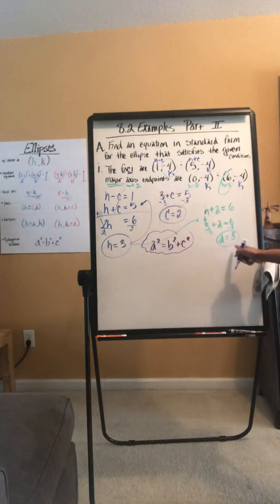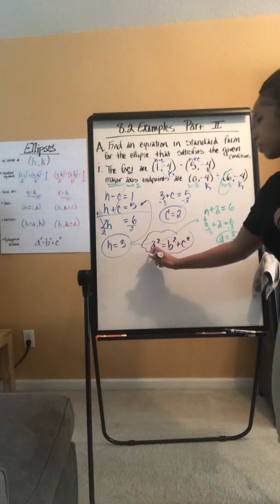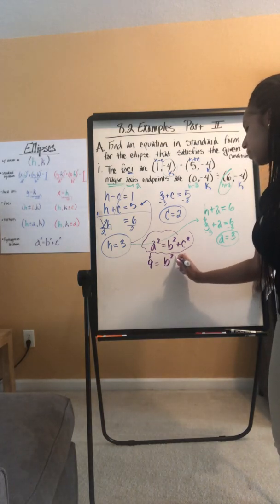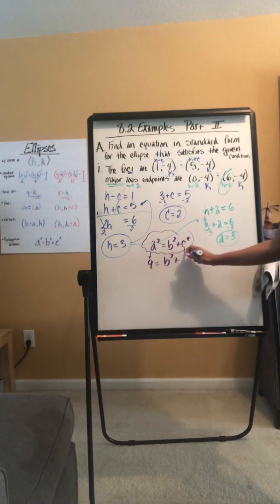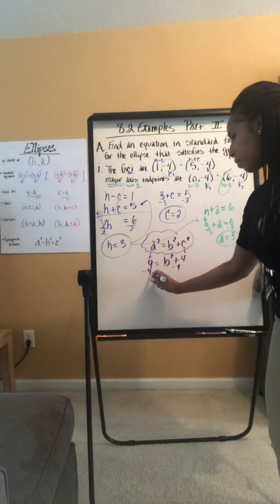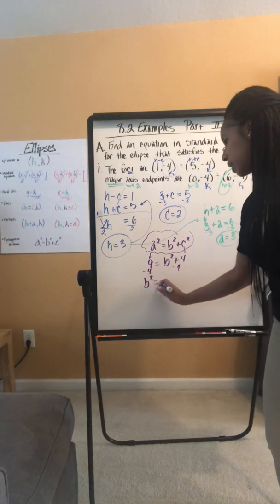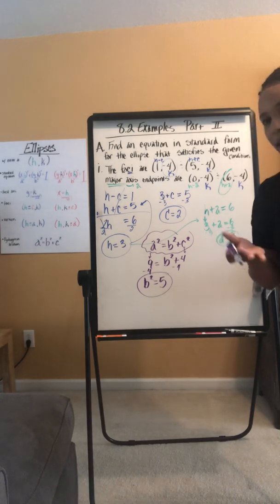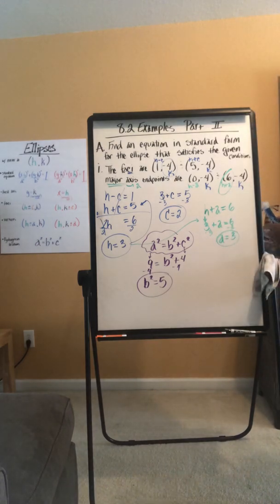All right, so a squared, 3 squared, that would just be a 9, equals b squared, which is what I'm looking for, plus c squared. C was 2, so 2 squared will give me a 4. So if I subtract 4, I find that my b squared is 5. And I don't need to take that square root because b squared is exactly what I need in the equation.